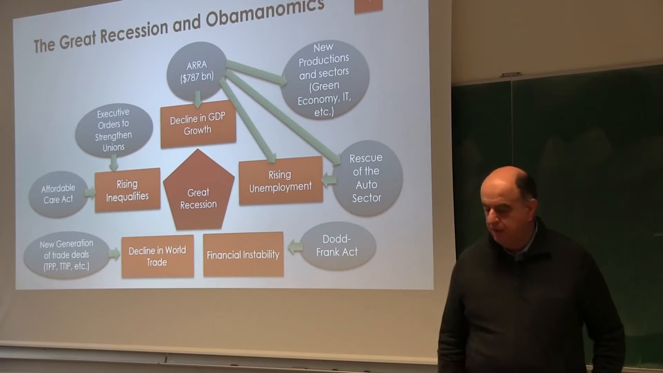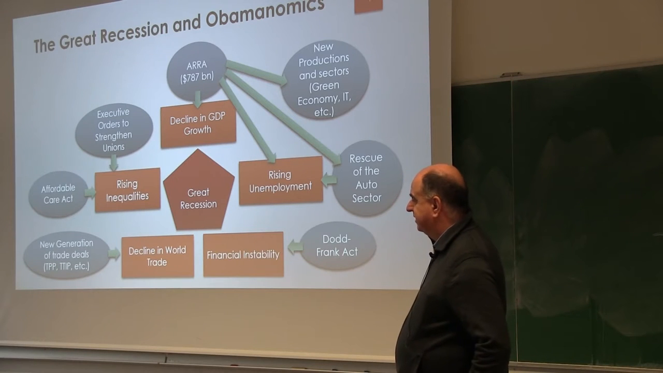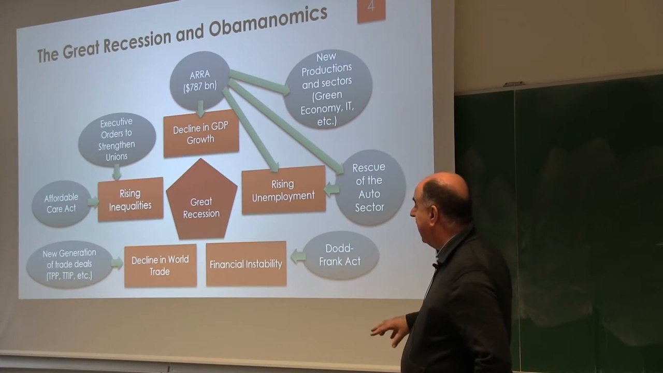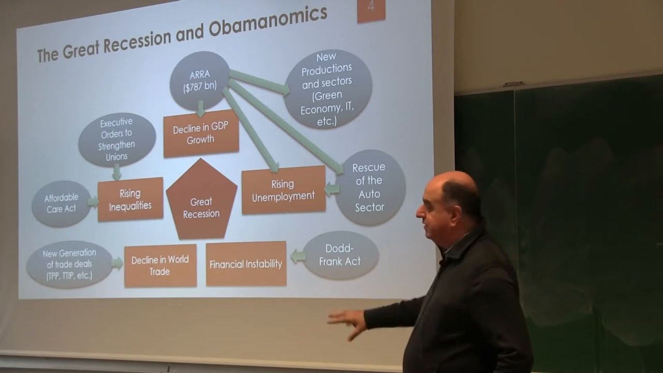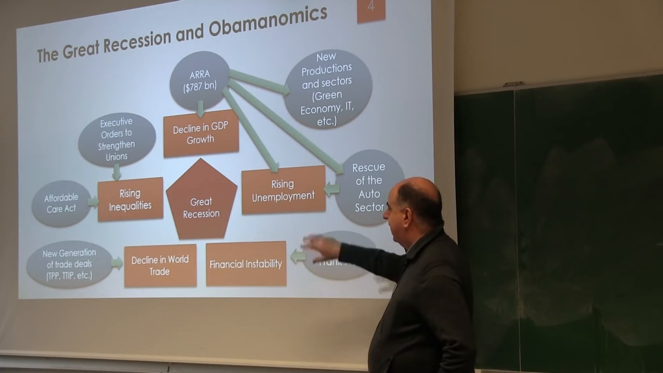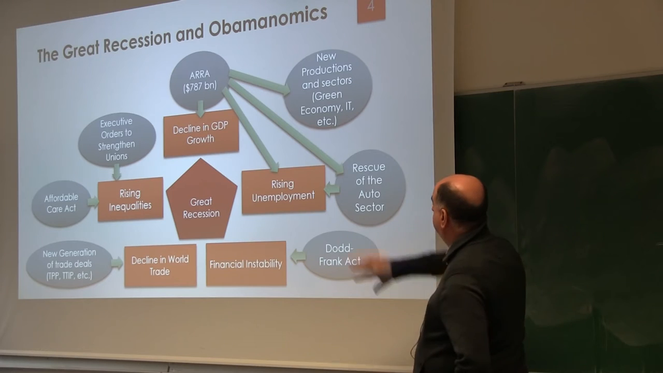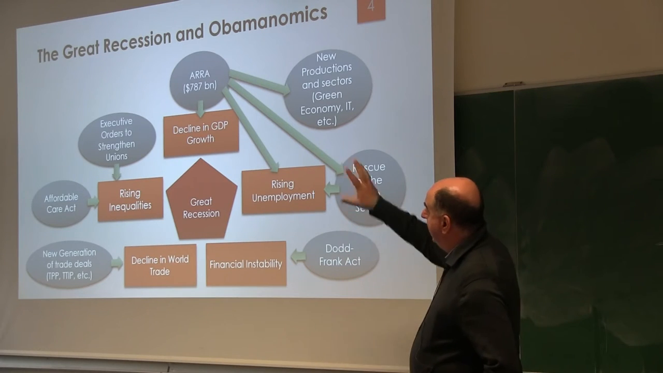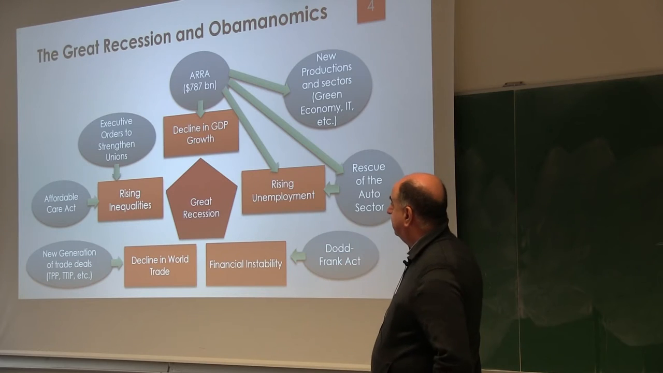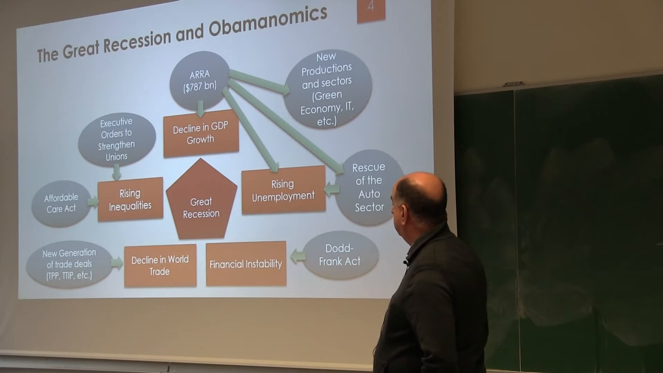I will not do a review of the Great Recession and its outcomes, because otherwise I would take the entire hour and even more. So just to say, in the United States, the Great Recession generated a decline in GDP growth in 2008-2009, rising unemployment, rising inequalities, decline in the world trade, and financial instability. How did President Obama react to that? The main piece of legislation was a fiscal stimulus of $787 billion, close to 3% of GDP, to stimulate the economy and to counter the decline in the GDP growth.